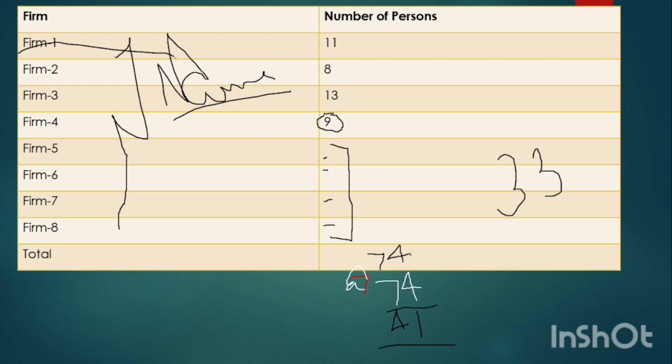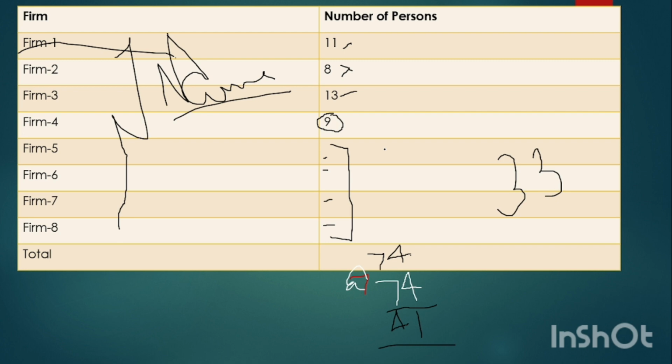So how many persons worked more than firm 4? See, 13, that is greater than 9. 8 is less, I'll not count this. Then 11 is also countable. Now I have to find the at most number. That means I shall have the maximum number of people. So I have to maximize all the cases.